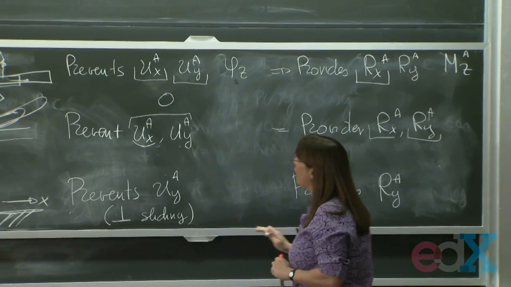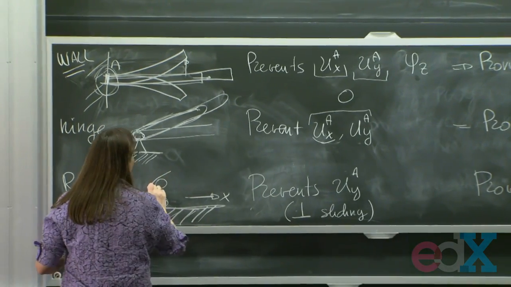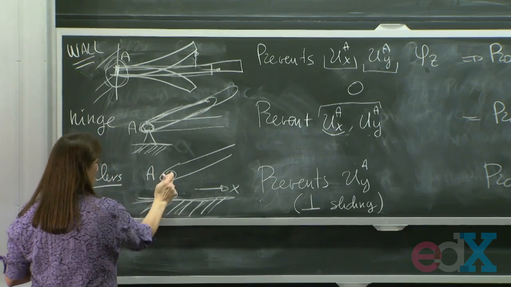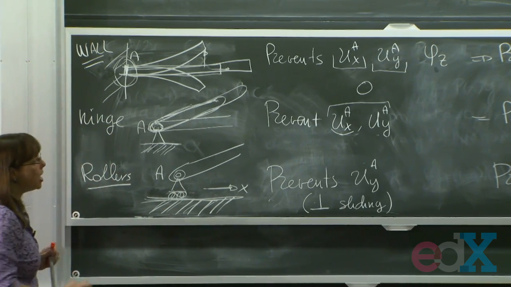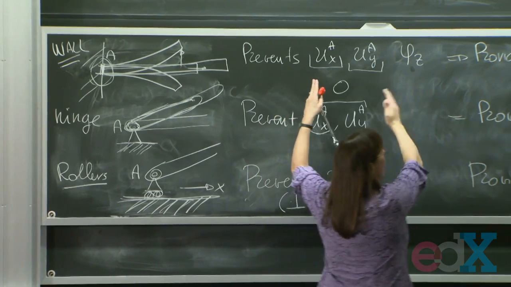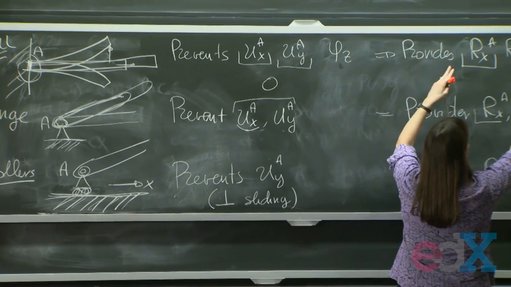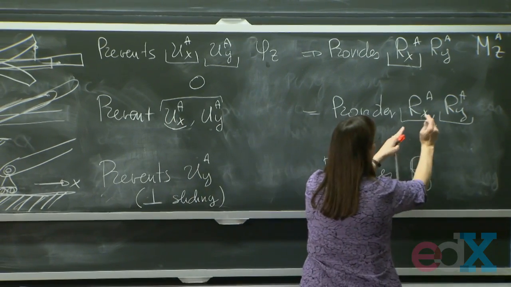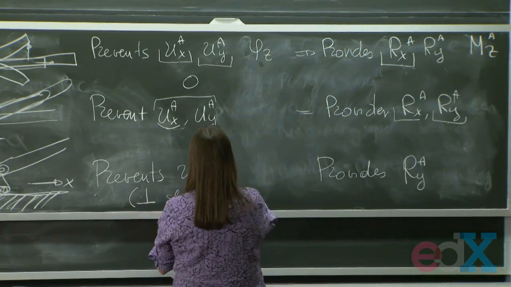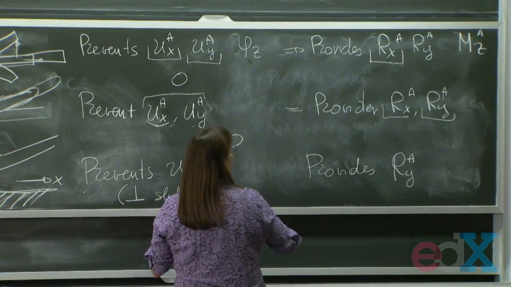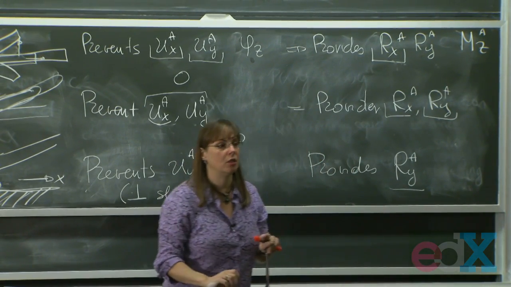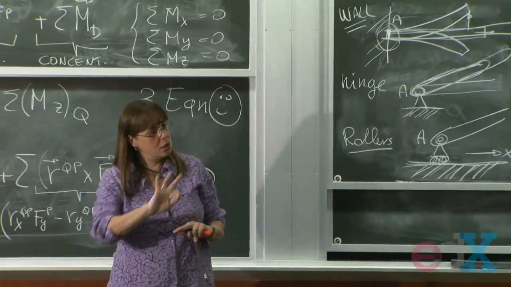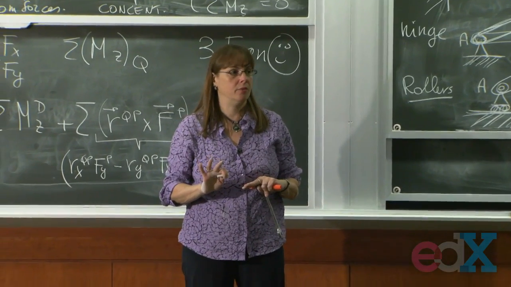All these things are provided on the bar at the point of application of the reaction. Okay? You see the duality? This guy stops x, y, and z, must provide x, y, and z. This guy stops x and y, must provide x and y. This guy stops only y, must provide Ry. Okay? So these are the kind of reactions and supports that we're going to deal with in our 2D world. Okay?